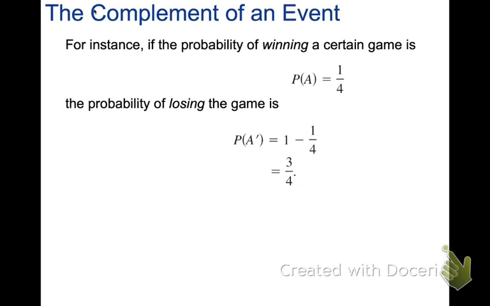For instance, if the probability of winning a certain race is 1/4, what is the probability of losing? It would be 1 minus the probability of winning, which would be 3/4.